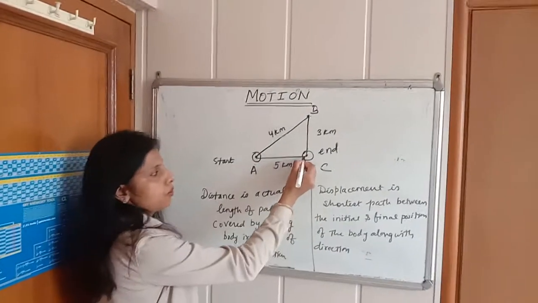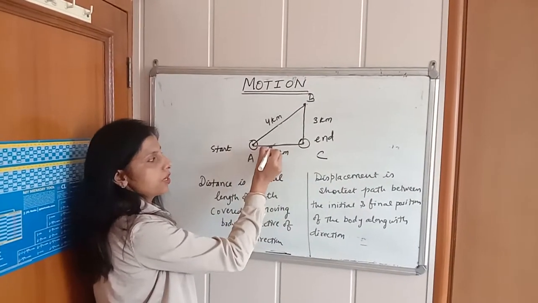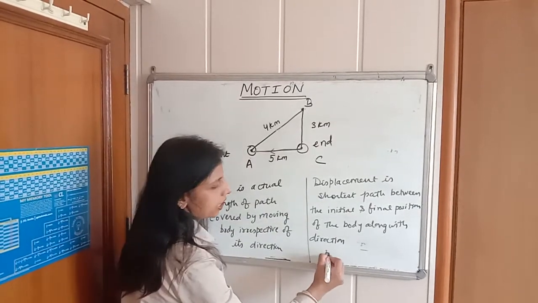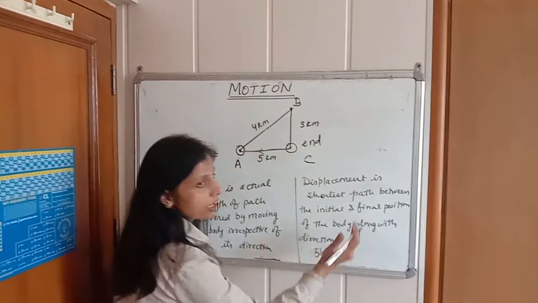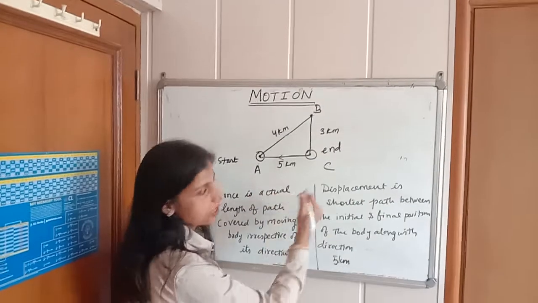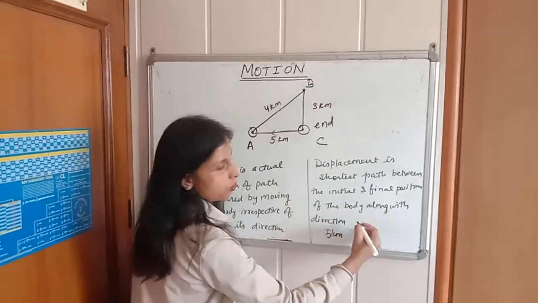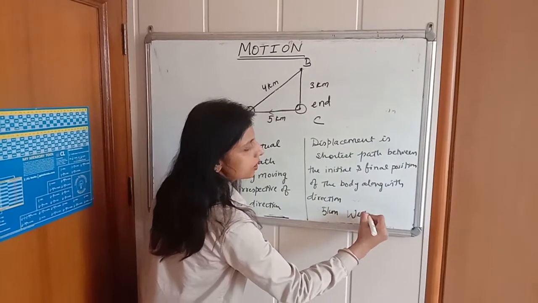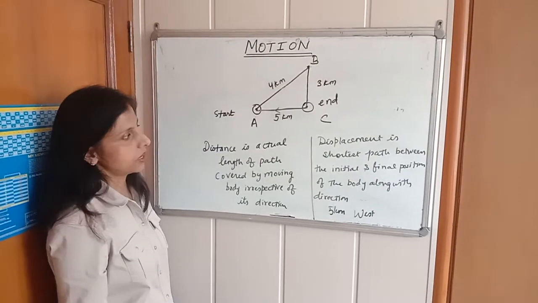When I am taking the displacement, I must also mention the direction, like it's 5 kilometer along with whatever direction it is facing. Right now it is towards west. So I will write 5 kilometer to west will be the displacement.